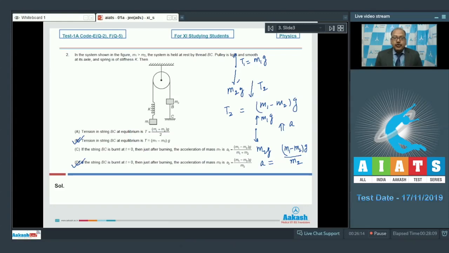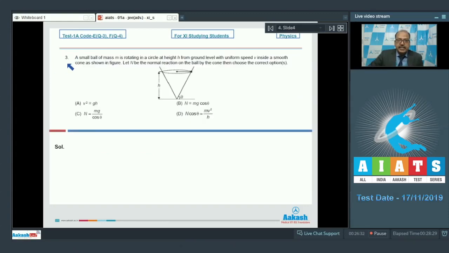Let's now go to question number 3. Question 3 says a small ball of mass M is rotating in a circle of height h from ground level with uniform speed v inside a smooth cone as shown in figure. Let N be the normal reaction on the ball by the cone, then choose the correct options. Let's draw the free body diagram. The options are about v square, and then there are 3 options about N.